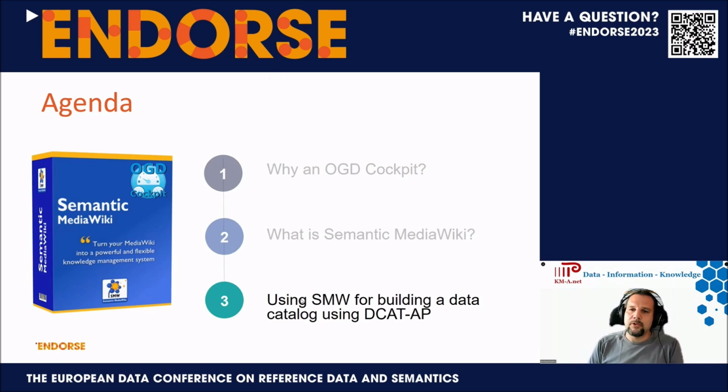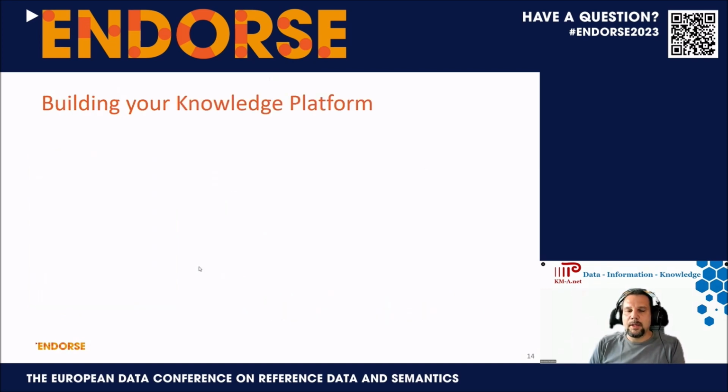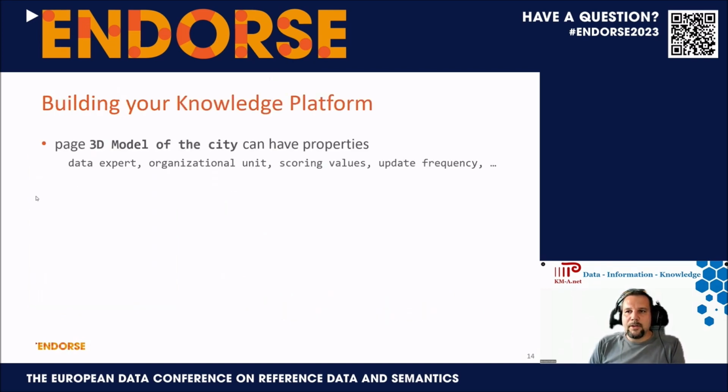When you really want to use Semantic MediaWiki, well, there is no DCAT-AP in there yet, but how do you set it up? You basically build your knowledge platform by identifying the object of your wiki page. So, for example, you would say the 3D model of the city could be a data set that you want to publish.